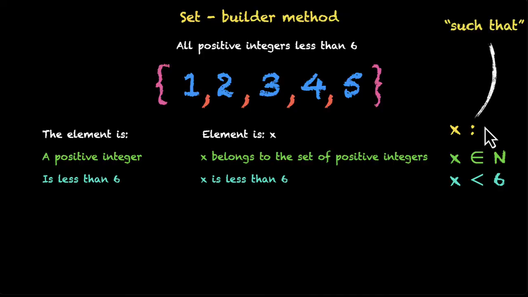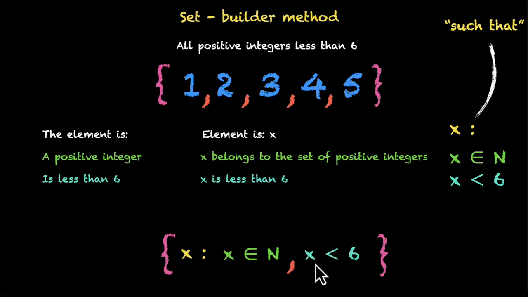This notation is called such that. That's how you phrase it, such that. And now you combine all of these things together. This is how you write it. You still use the brackets, and inside the brackets, you write all of this. You write x such that x belongs to natural numbers and x is less than 6.